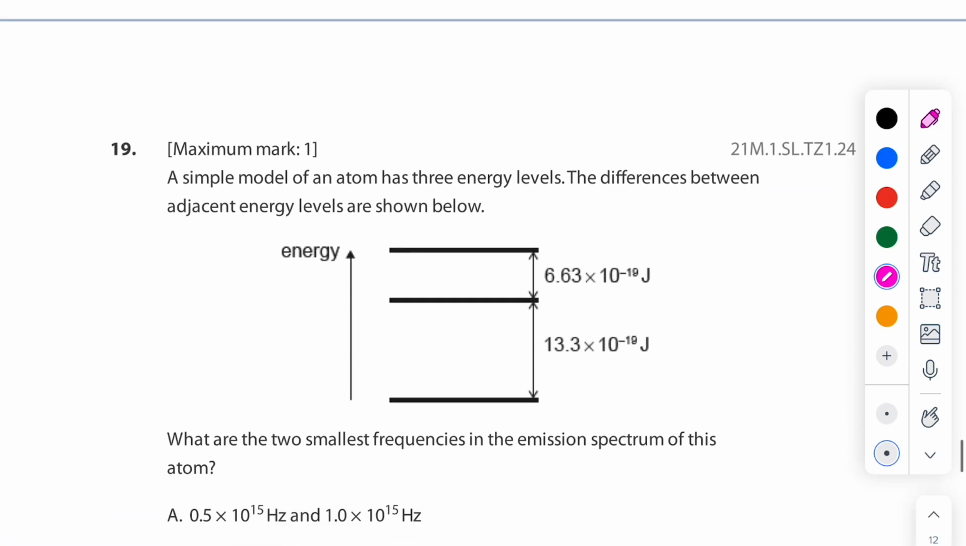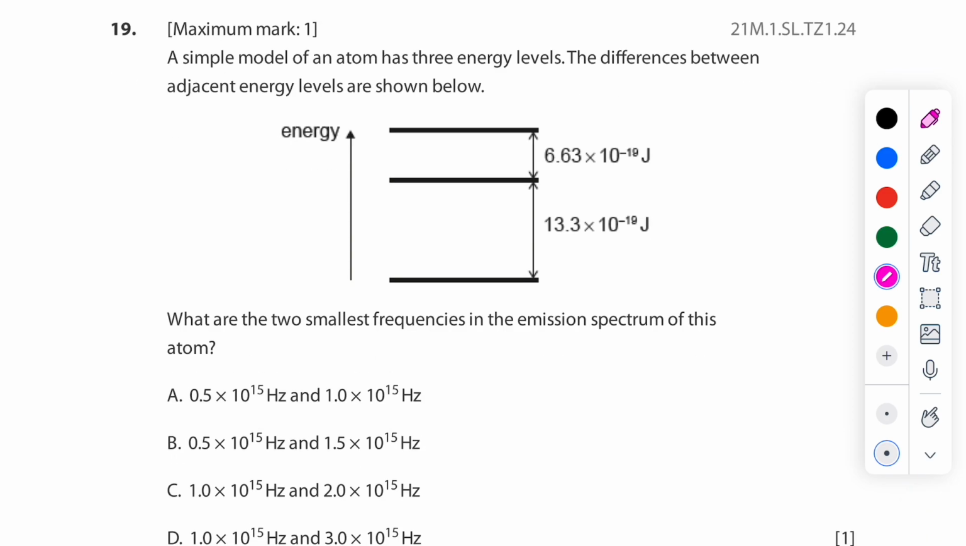That's the answer. Question number 19. A simple model of an atom has three energy levels. The differences between the adjacent energy levels are shown. What is he asking us to find? He is asking us to find the two smallest frequencies in the emission spectrum. So we will again use the same formula. Frequency equals delta E upon h.